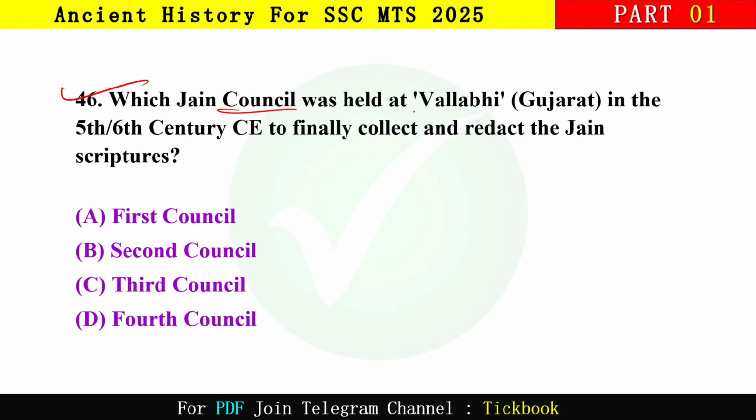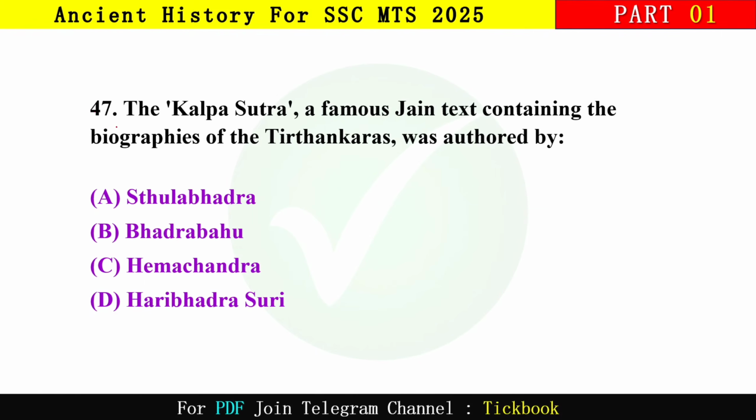46. Which Jain council was held at Vallabhi, Gujarat, in the 5th or 6th century CE to finally collect and redact the Jain scriptures? Option number B, second council. 47. The Kalpa Sutra, a famous Jain text containing the biographies of the Tirthankaras, was authored by? Option number B, Bhadrabahu.